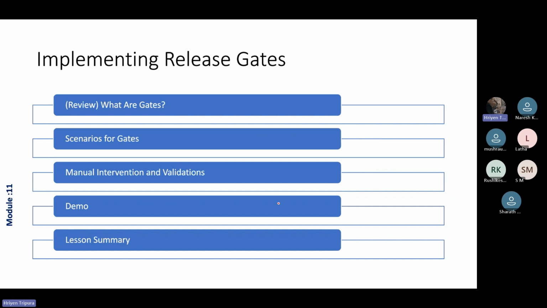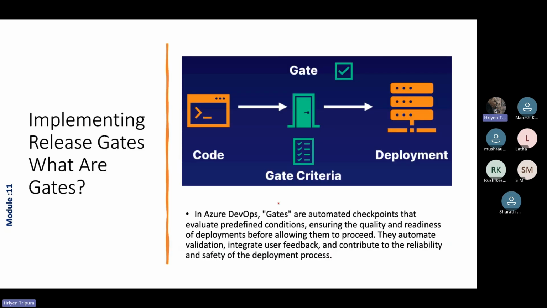Manual intervention for validation that we already know. So we can see this also. So first of all, implementing release gates. What are gates?